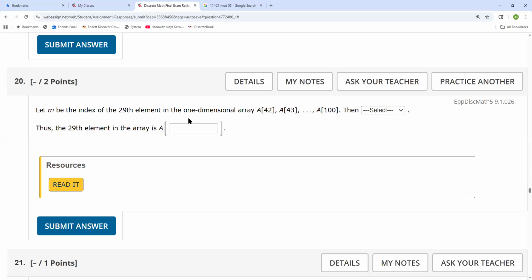So what's the M? Let M be the index of the 29th element of an array. So this is just testing your common sense in computer programming. If M is the index of the 29th element in the array 42 through 100, then which of those is a true statement? That M minus 40 equals 29, or M minus 41 equals 29, or what?